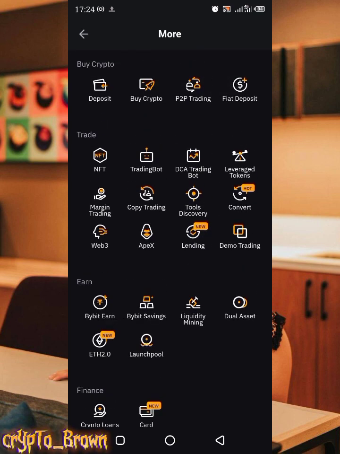Now at the More tab, you can choose to buy crypto or sell crypto. You have deposits, buy crypto, P2P trading and fiat deposit. That's something new that they just added.